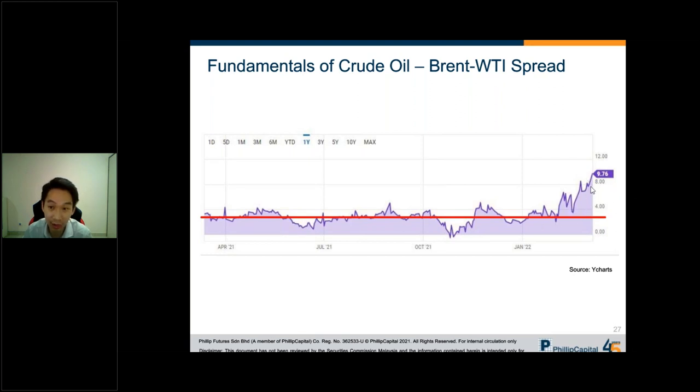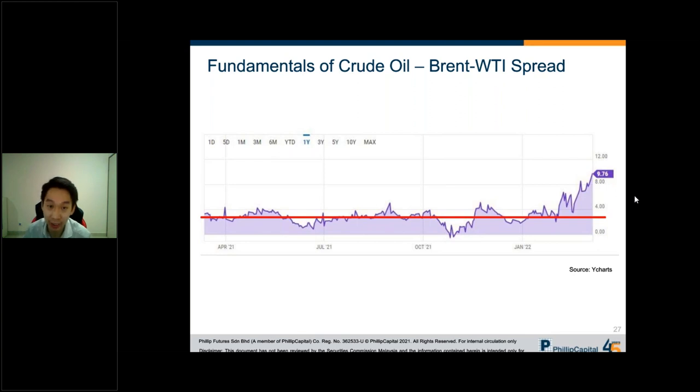Okay, so usually this kind of spread, once everything settles down, it will always revert back to the mean. The mean for this spread is around $3. Now it's $9, so you have a $6 difference there. So you have to find your right timing before you can jump into the market to trade this Brent and WTI spread.